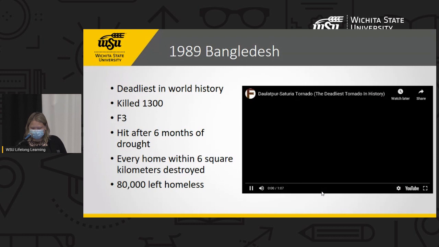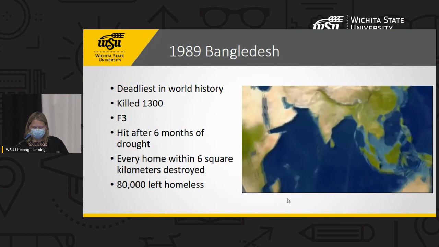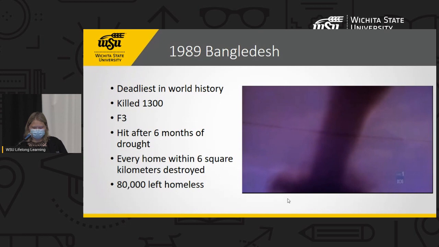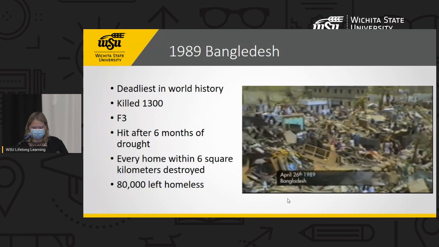The deadliest tornado the world has ever known was the Daulatpur-Saturia tornado. It hit the Manikganj district, Bangladesh, on April the 26th, 1989. It was an extremely vicious and destructive twister, killing an estimated 1,300 people. The combination of severe drought for the previous 6 months and poor housing contributed to the intensity of the devastation.